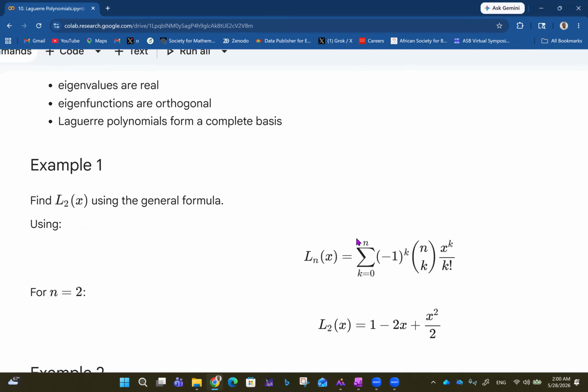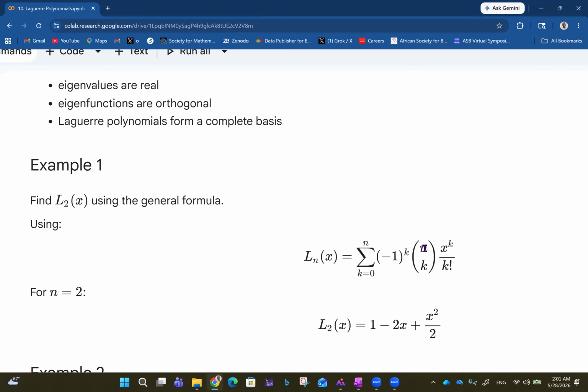So using the general formula, we just know L sub n of x is the summation from k equals 0 to n of (minus 1) raised to power k, n combination k, x raised to power k over k factorial. Now, L2 of x means that n is equal to 2. So you have k from 0 to 2. For k equals 0, that's minus 1 raised to power 0, that's 1.